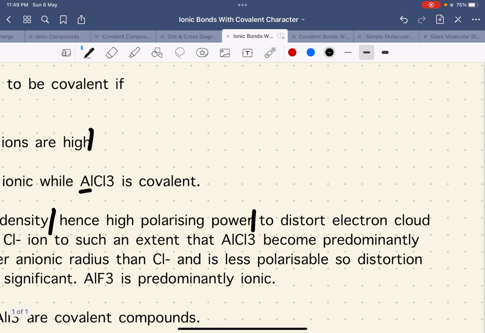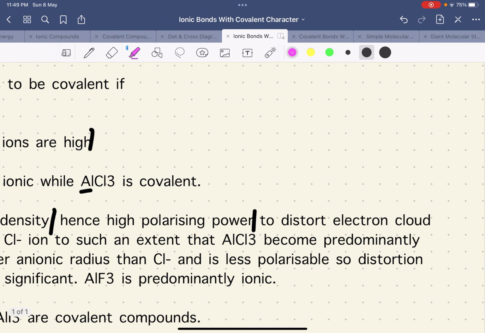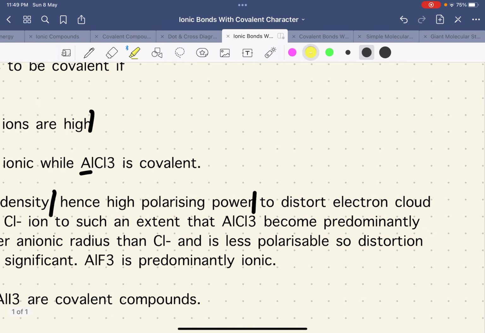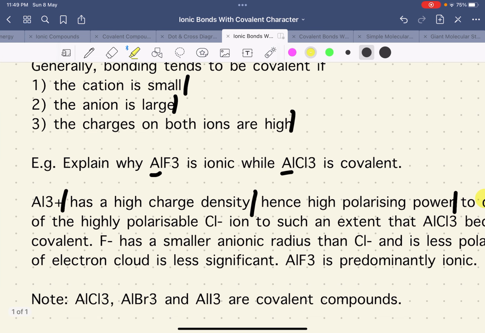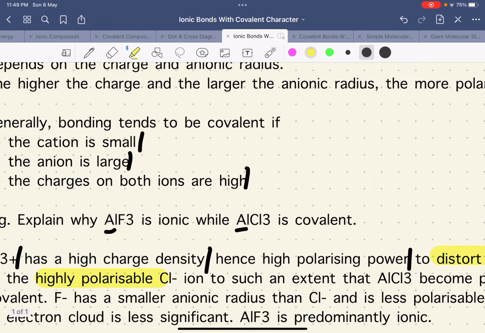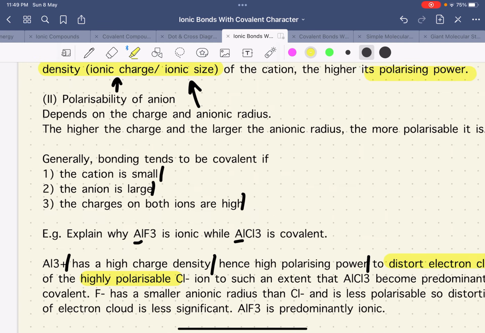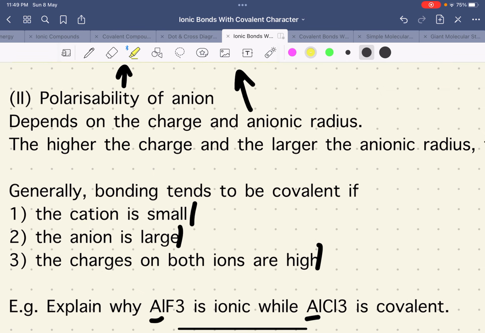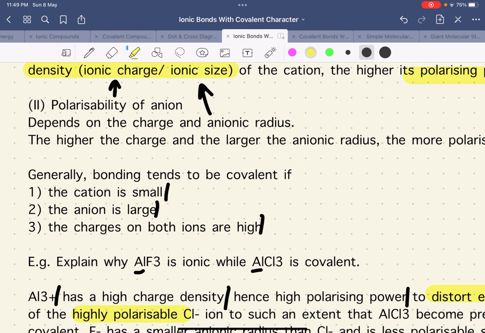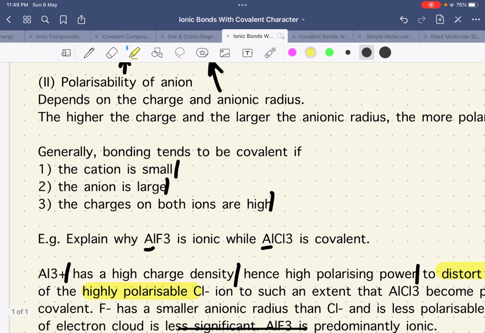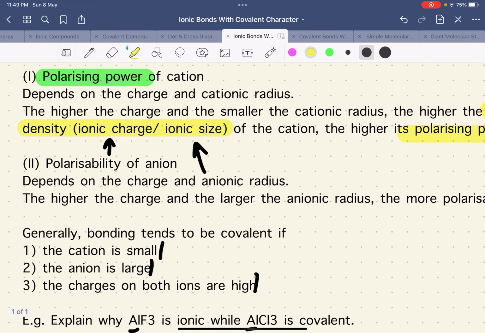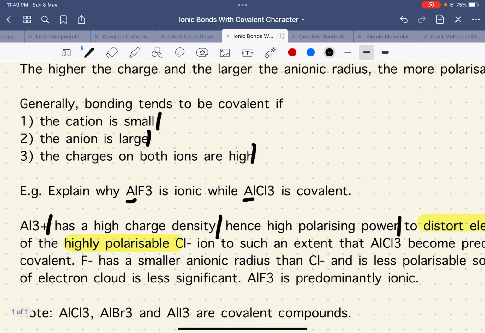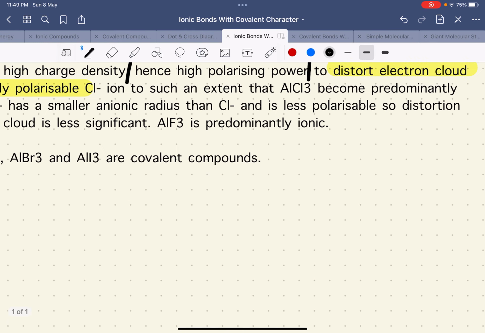Now, this is a very important statement: distort the electron cloud. You must know this statement: distort the electron cloud of the highly polarizable Cl minus ion. Why is the Cl minus highly polarizable? Because Cl minus, we know, is very large. Cl minus has a large ionic radius, although it doesn't have as high an ionic charge. But if you look at the periodic table, the Cl minus is very large.